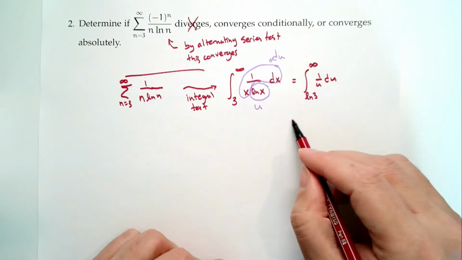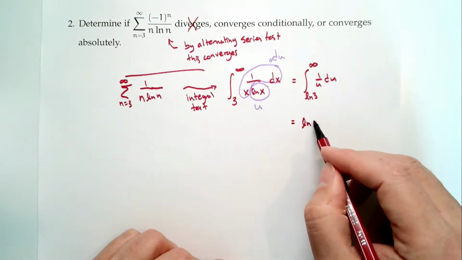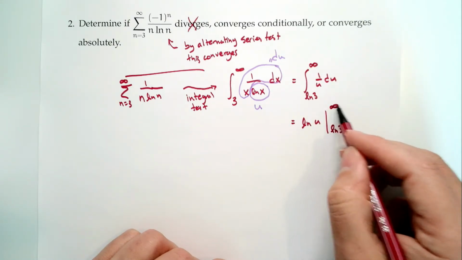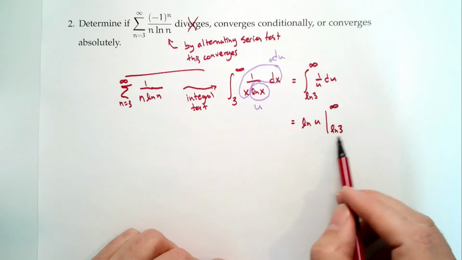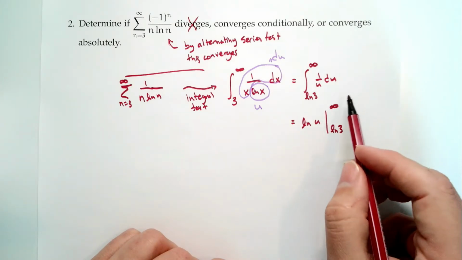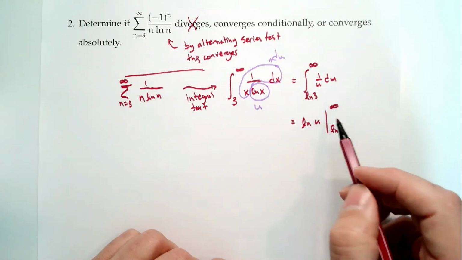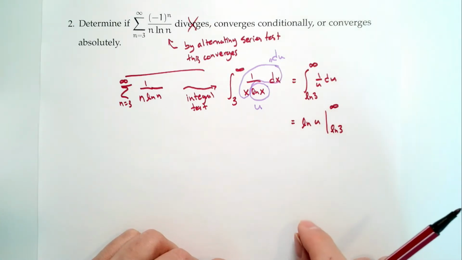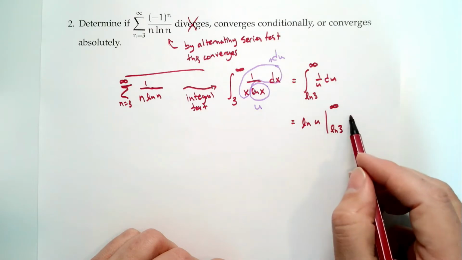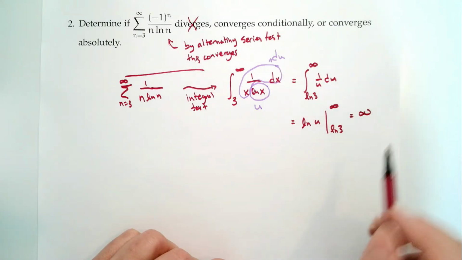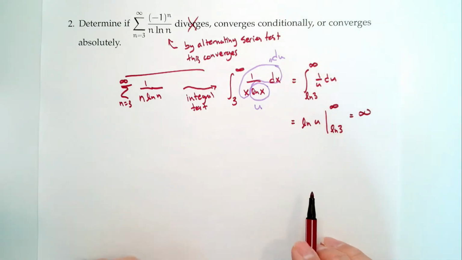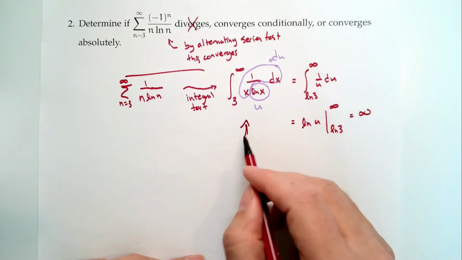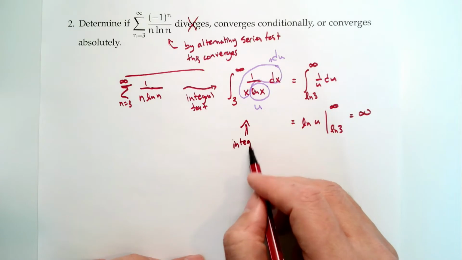So this becomes log of u from log of 3 to infinity. Now, we don't care what happens at this end. It's the infinity end that matters. So what happens to log as we head off to infinity? The answer is, it gets huge. So in other words, we can say that our conclusion is the integral diverges.